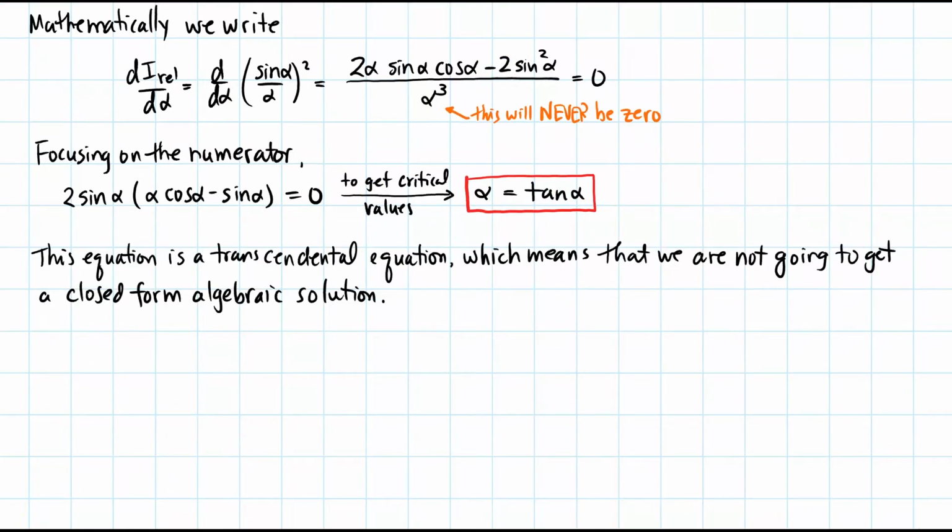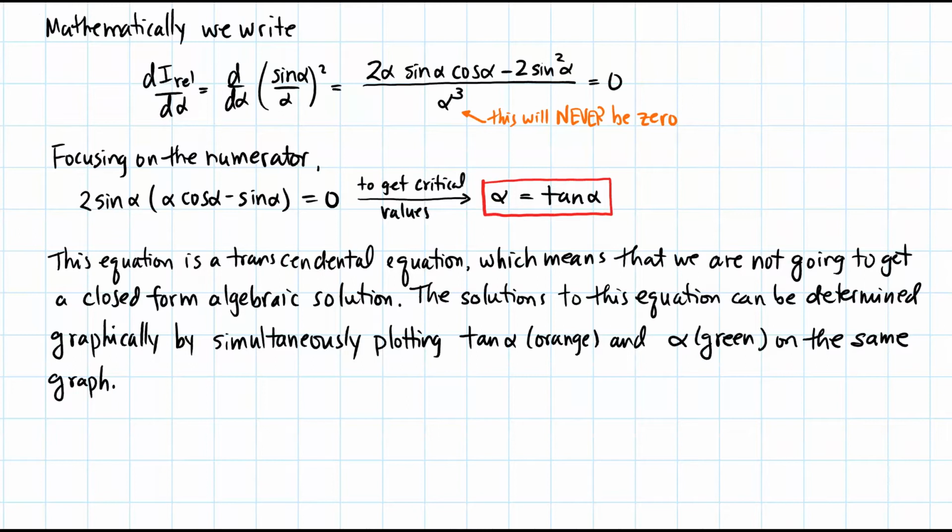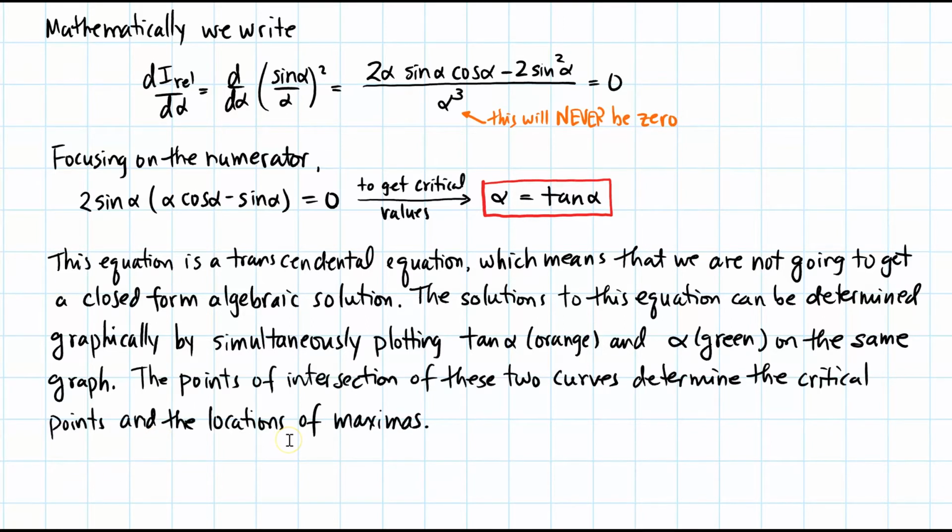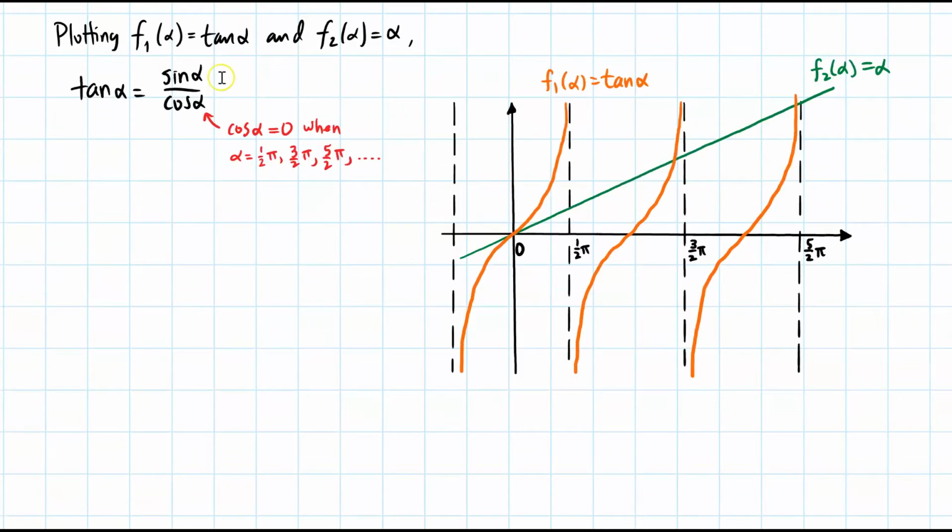This equation is a transcendental equation, which means that we're not going to get a closed form algebraic solution. Solutions to this equation can be determined graphically by simultaneously plotting tan of alpha, which I'll do in orange, and alpha in green on the same graph. The points of intersection of these two curves determine the critical points and therefore the locations of the maximas. Plotting tan of alpha and alpha, you can see here that in orange I have tan of alpha, and in green I have alpha.